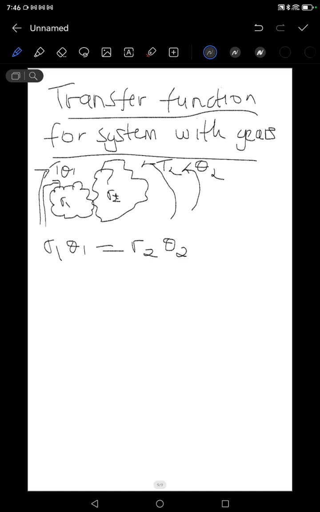Okay, and then we're also going to assume that, before assuming the energy, we're going to make theta 2 over theta 1 the subject of the formula, which means we're going to divide both sides by theta 1. Okay, remember we want theta 2 over theta 1. We're going to make theta 2 over theta 1 the subject of the formula. And then after that, we're going to be left with r1 over r2, okay?